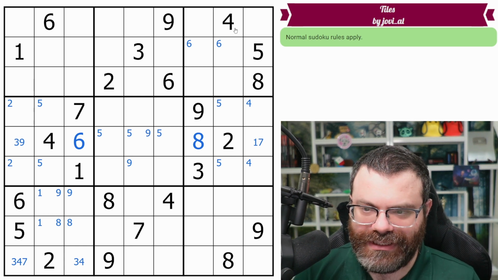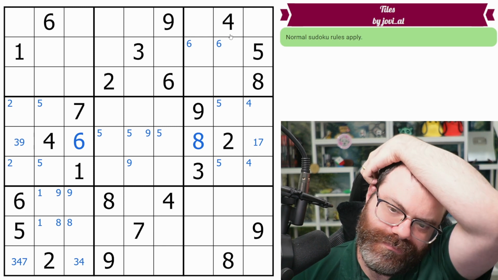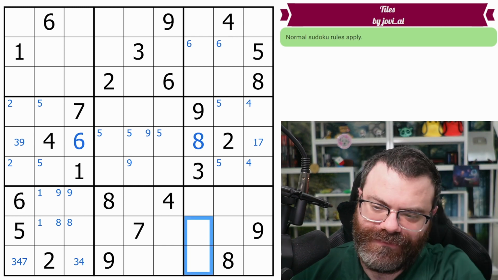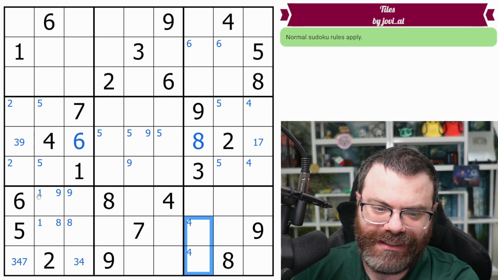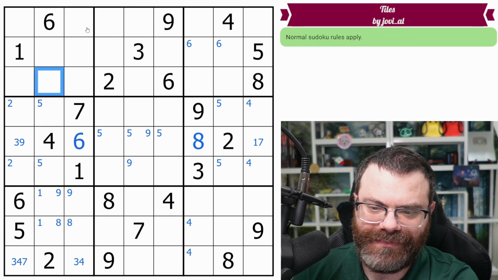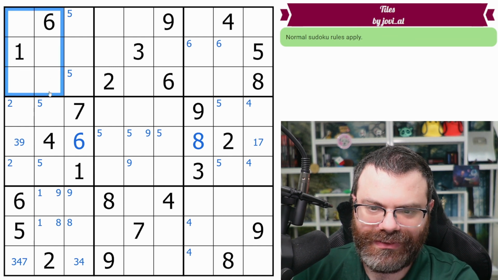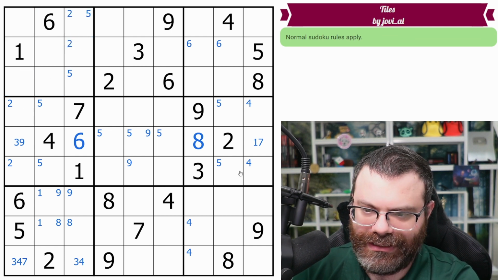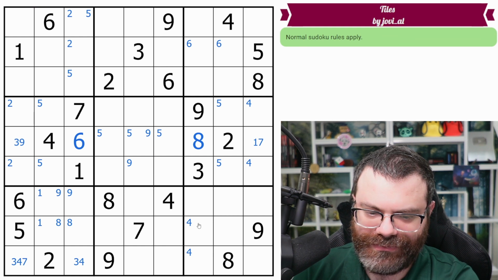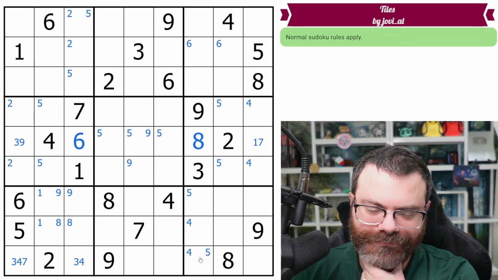Okay, is there anything else to find? I'm thinking no. I do need a 4 down here. Oops, I need a 4 down here. I didn't follow up on these 5s either. I need a 5 up here. The 2s, did I follow up on those? I did not. So 2 goes up here. And then here, did they get the 5s? No. So 5's in one of these two. All right.